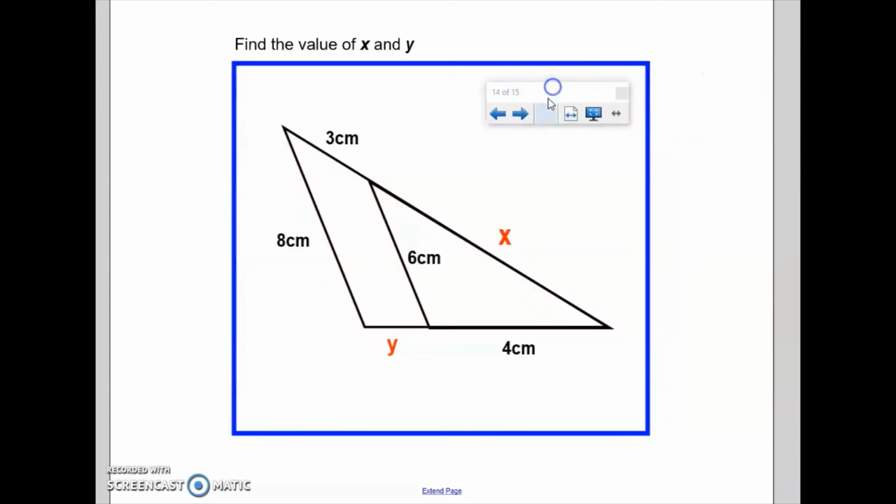Okay, last question to have a go at, challenge question 4. Again, could you pause the video, have a go at the question, trying to find the values of x and y, showing me your full working out, and then I'll talk you through my solution.